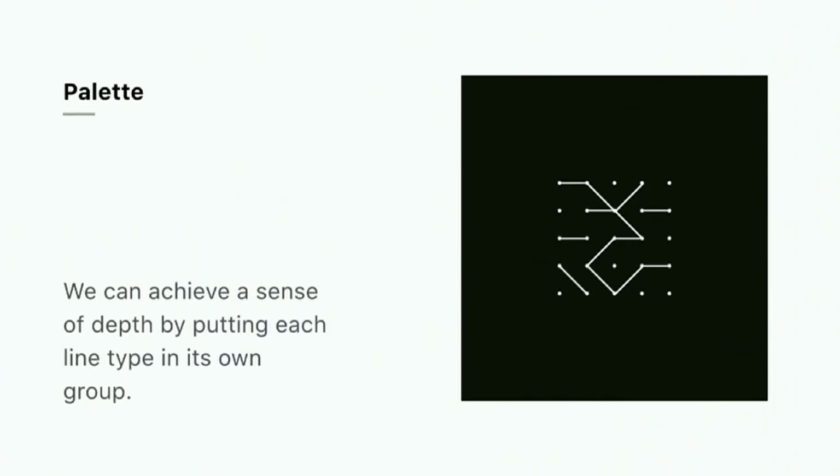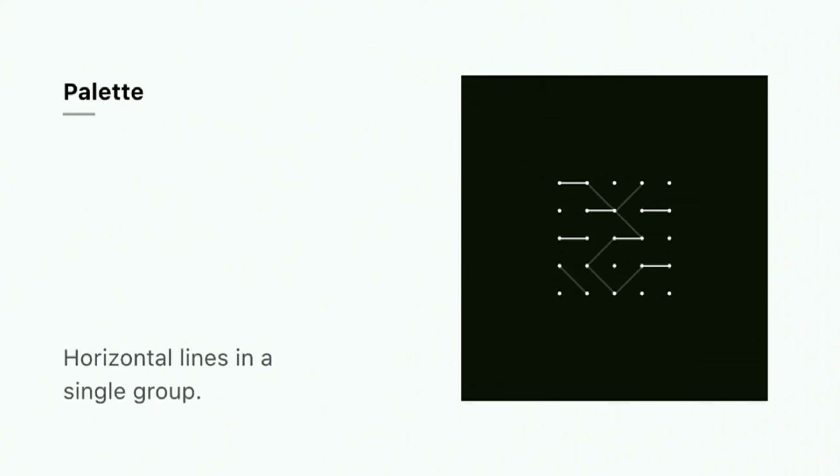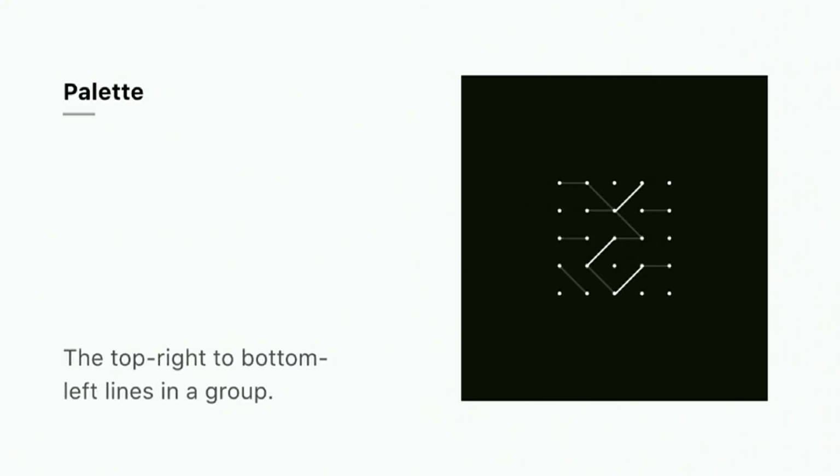So we can apply our imagination here to create an illusion of depth. What we'll do is try to group each of the orientations of lines into separate groups, and then try to rotate them at different rates to make them seem like they're at different Z indexes from one another. So we'll put the horizontal lines in a single group, the top right to bottom left ones in a single group, and the top left to bottom right ones in a single group.